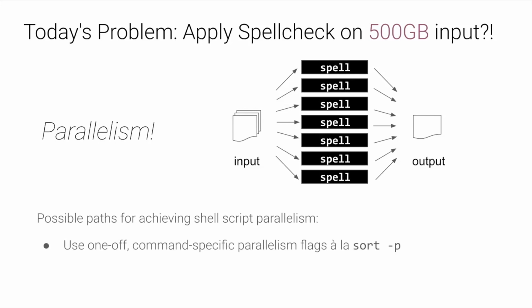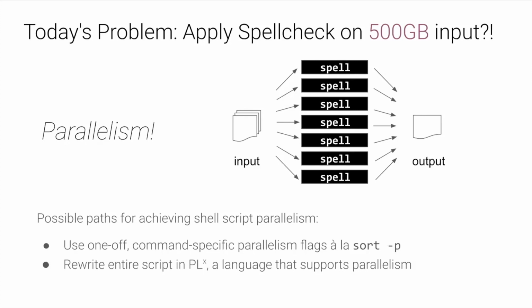Another alternative would be to rewrite the entire pipeline in a new programming language that supports parallelism. That alternative would require too much effort and forego all the benefits of language agnostic and succinct program composition, which is the hallmark of the Unix design.